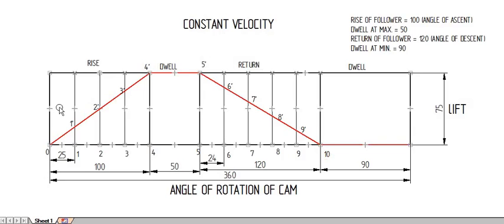So first is rise, then the dwell, then return, then again dwell. Then the cycle begins again from here. Our total rotation is 360 degree. 360 degrees over, and now it starts again from this line. So this is how we draw the constant velocity diagram for rise and return of the follower. Okay, thank you.